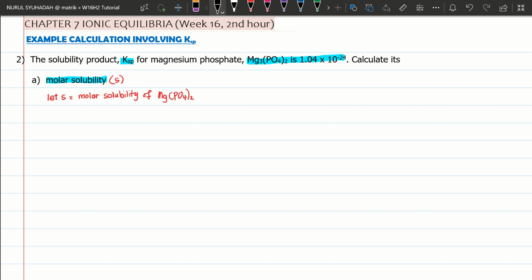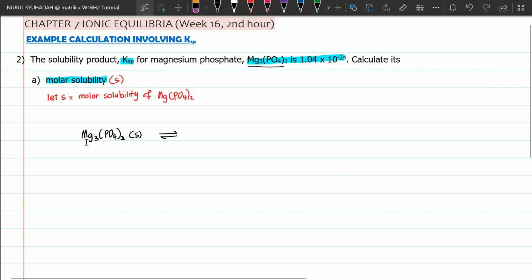Since we are trying to find the Ksp for magnesium phosphate, inilah kita punya solid. Okay, so magnesium phosphate, Mg3(PO4)2. Okay, dia mesti solid in equilibrium with its ions. Okay, so dekat sini, do not panic if you get a very complex substance macam ni. Nampak macam, oh macam susahnya. Okay, actually it's easier than you think.